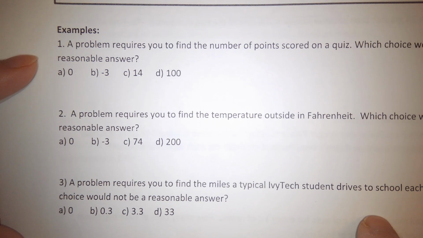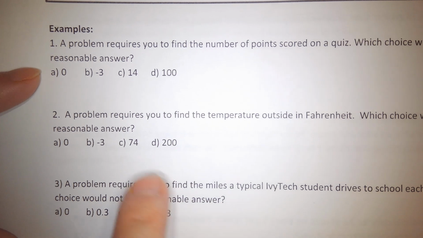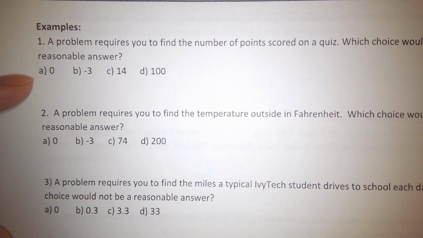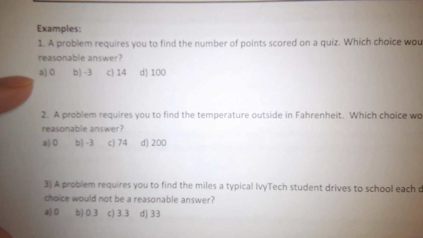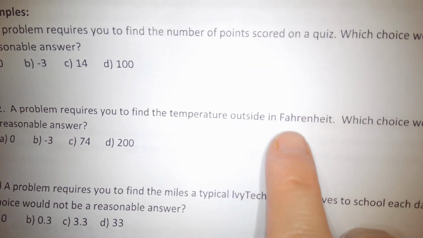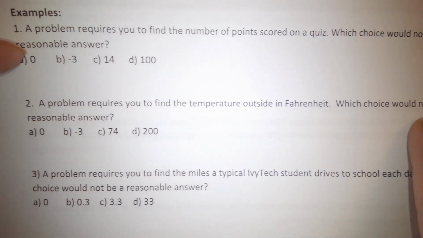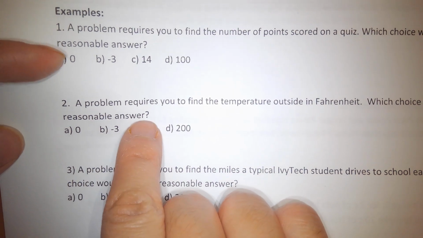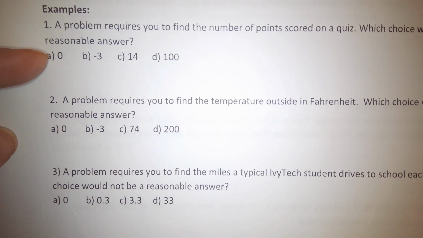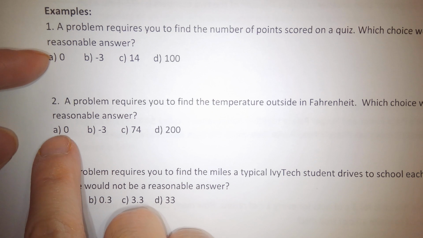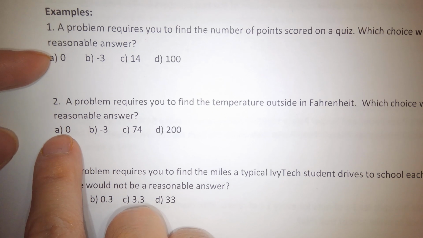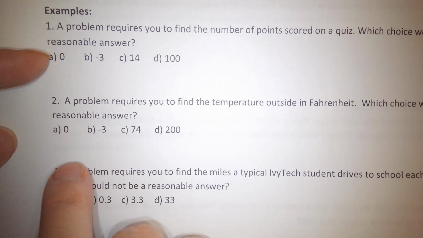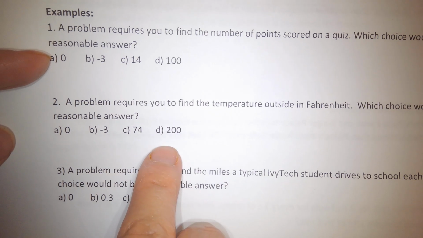I was questioning about number 2. Number 2. All right. A problem requires you to find the temperature outside in Fahrenheit. Which choice would not be a reasonable answer? Which choice is not a reasonable answer? Sorry, wrong number. I mean, number 1, I'm sorry. Number 1, okay. So what is the answer for this question 2?